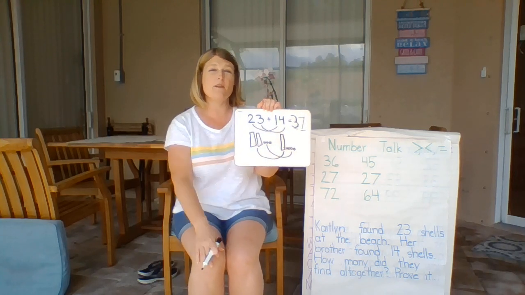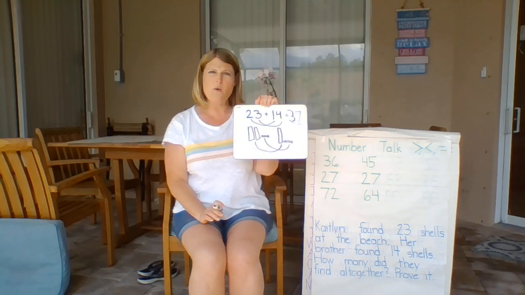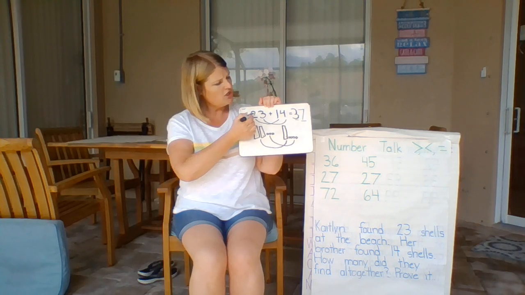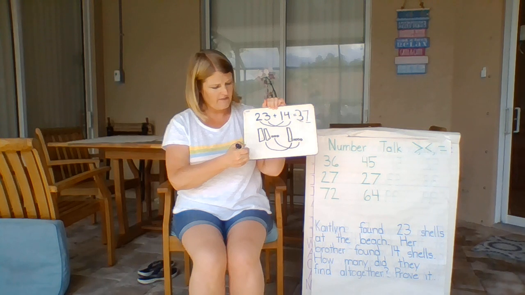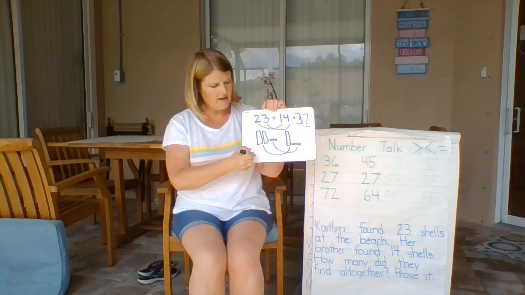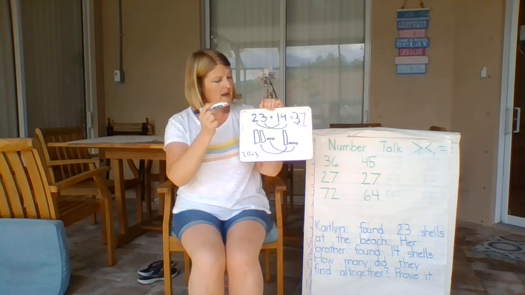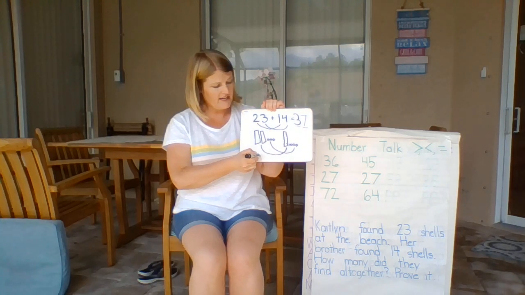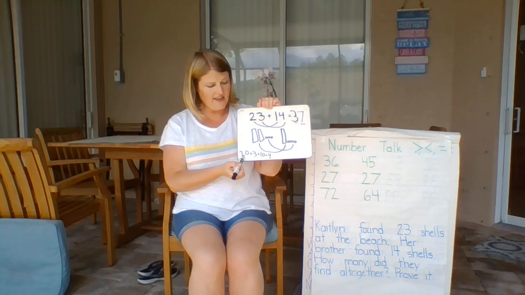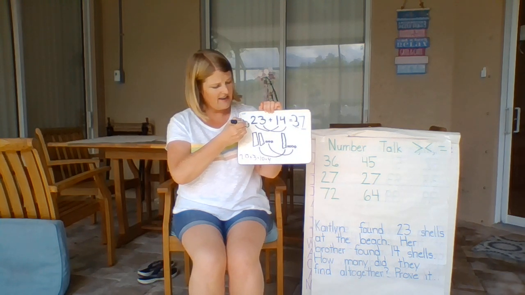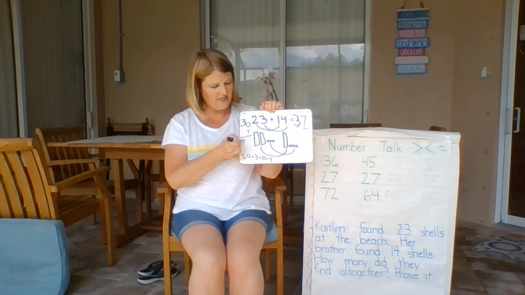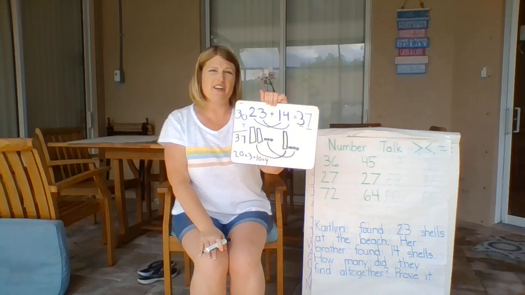I had some that used their math manipulatives, and look at what one student did. One student took the 23 and they broke it into 20 plus 3, and they took the 14 and broke it into 10 plus 4, and then they added the 20 and the 10 together and got 30. And they added the 3 and the 4 together and got 7, and then said 30 plus 7 is 37.